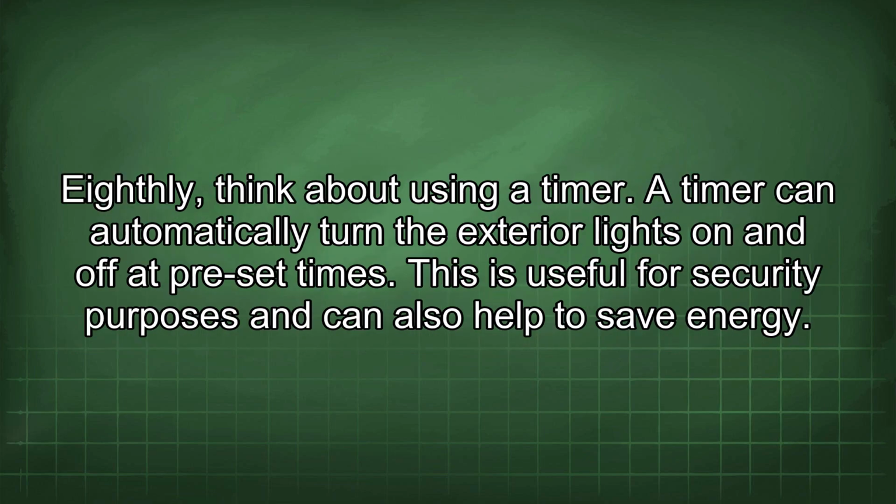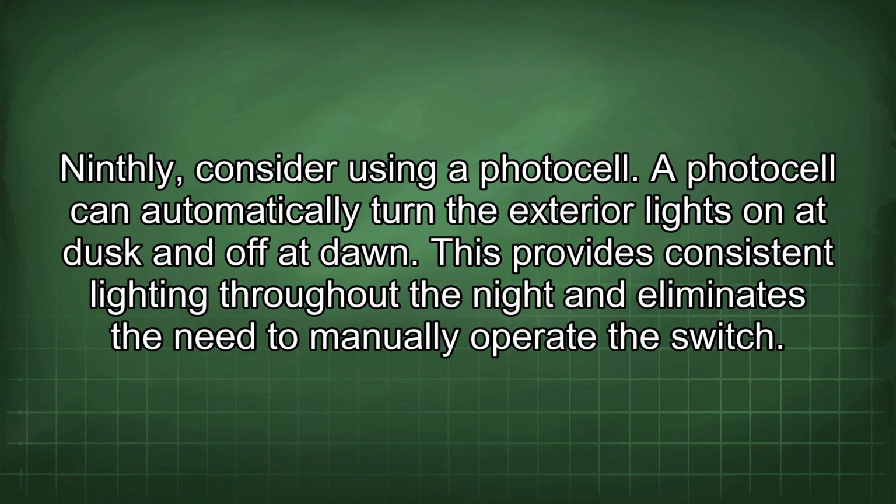Eighthly, think about using a timer. A timer can automatically turn the exterior lights on and off at preset times. This is useful for security purposes and can also help to save energy. Ninthly, consider using a photocell. A photocell can automatically turn the exterior lights on at dusk and off at dawn. This provides consistent lighting throughout the night and eliminates the need to manually operate the switch.